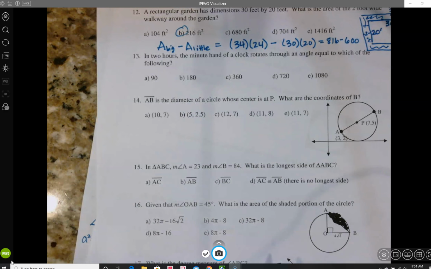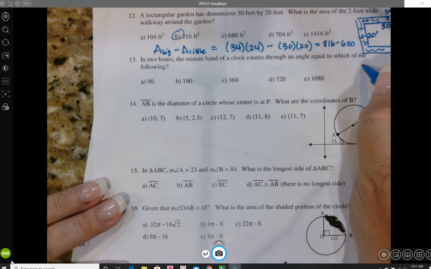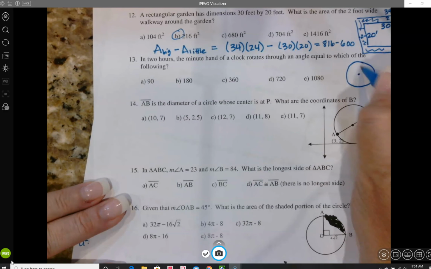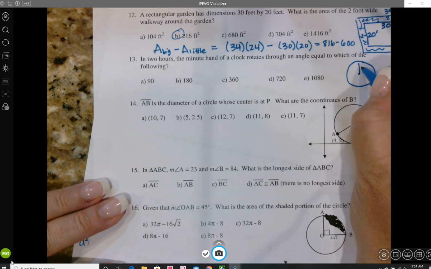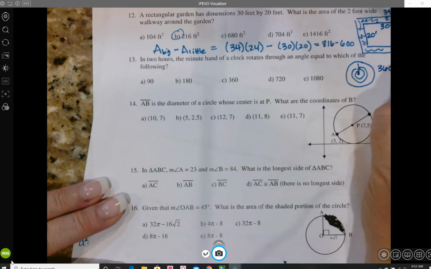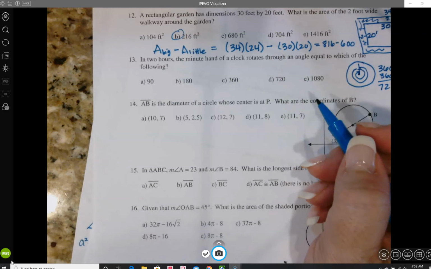In 2 hours, the minute hand of a clock rotates to an angle equal to what? So thinking about a clock and the minute hand, in 2 hours, it's going to go all the way around one time and then all the way around another time. So one full rotation is 360 degrees, and if it's going through 2 full rotations, that's going to be 720 degrees.